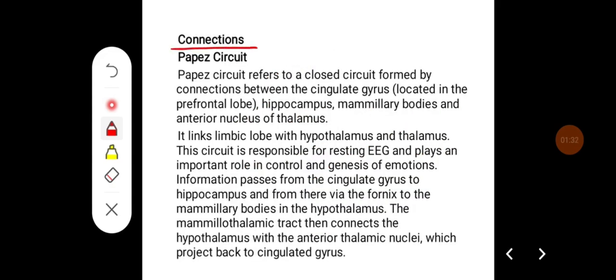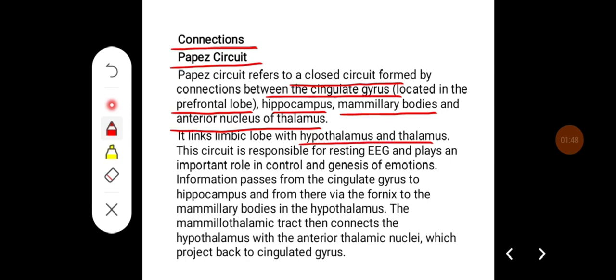Connections of limbic system, the Papez circuit. The Papez circuit refers to a closed circuit formed by connections between cingulate gyrus, which is located in the prefrontal lobe, hippocampus, mammillary bodies, and anterior nucleus of thalamus. It links limbic system with hypothalamus and thalamus. This circuit is responsible for resting EEG and plays an important role in control of genesis of emotions.